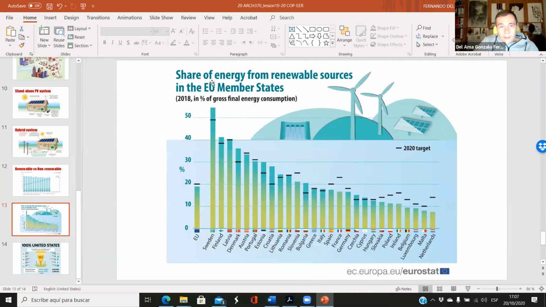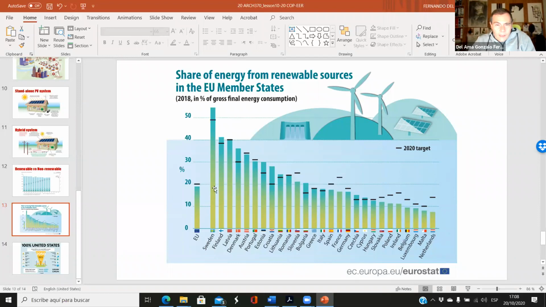These statistics, this is a very good website, by the way. This is Eurostat. If you want to know anything about Europe, what the sources of energy are, the food, what kind of habits people have, everything is here in Eurostat. So we pay a lot of taxes to give money to these organizations.